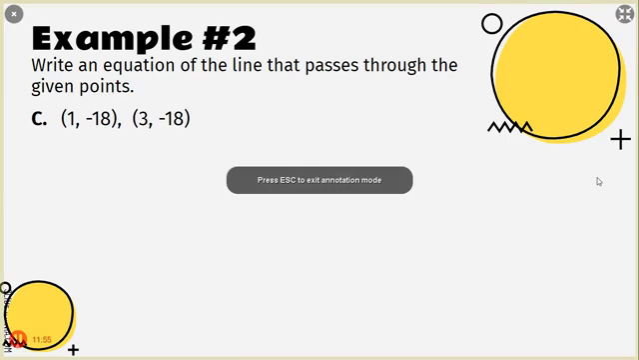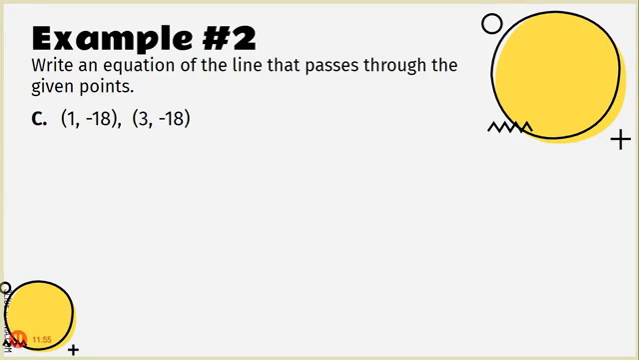And then we have letter C. So letter C, again, we have to determine, do we have a 0 slope or an undefined slope? So we're going to find our change in y over change in x. So my change in y is going to be a -18 minus a -18. And remember, minus and negative really means to add a positive. So -18 plus 18 will give me 0.